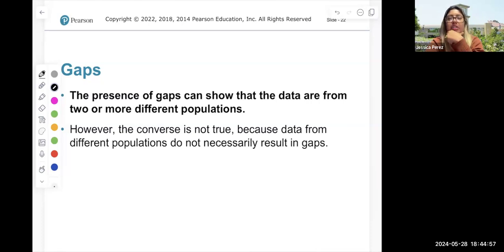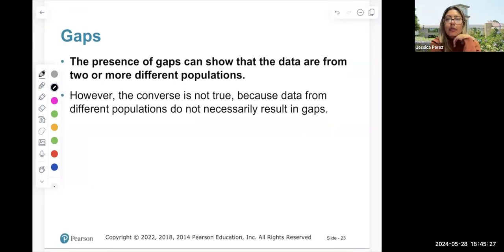The presence of gaps can show that the data are from two or more different populations. So it could be out of more than just one. But the converse is not true, because data from different populations do not necessarily result in gaps. So you need to be careful about the differences. When you have gaps, it might be from data that come from different sources, but if they're coming from different sources, that doesn't mean your data will result in gaps. Okay, just making sure that you understand that.